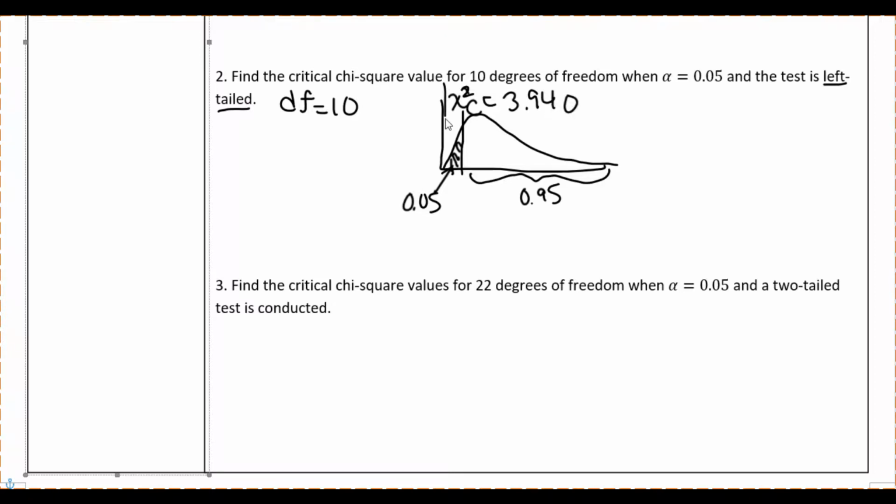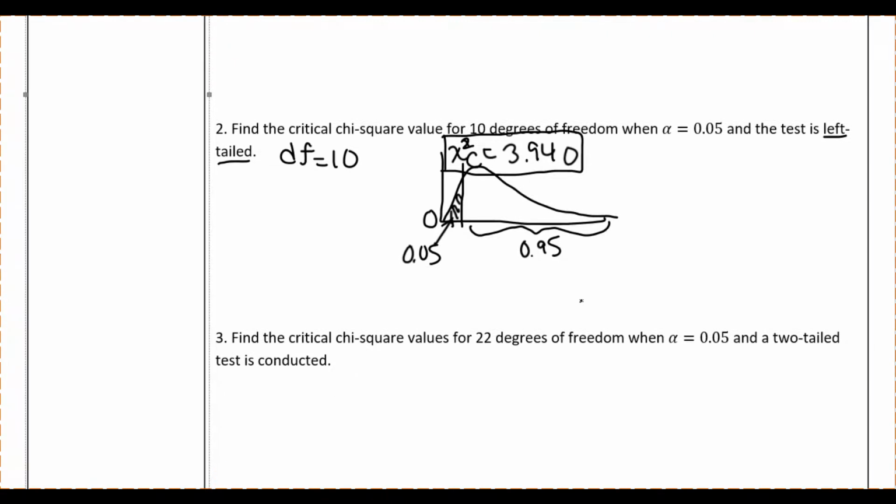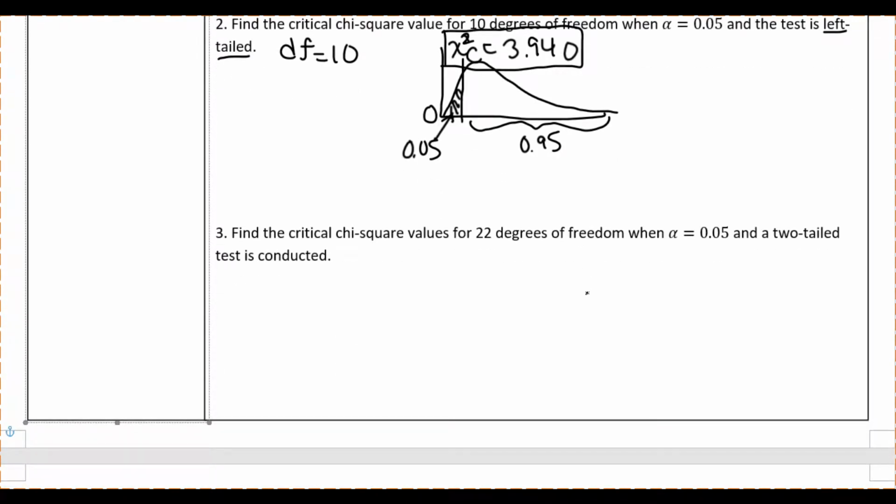And notice that this value makes sense because this value right here is 0 at the origin, and we're only 3 off from that origin. So we're not very far from the origin, whereas in the other problem, we were pretty far from the origin, and therefore we got a chi-square of 24. So this makes sense. So now we're going to go to the third one.